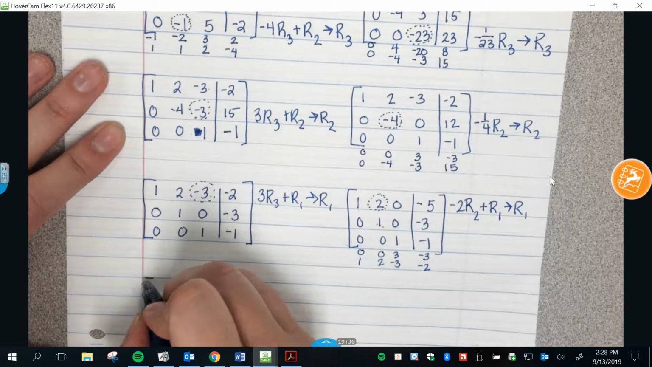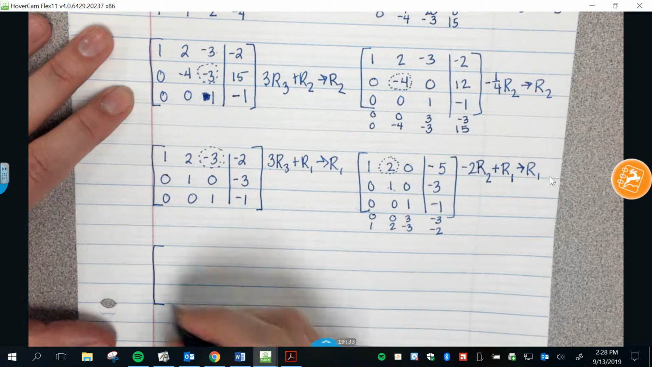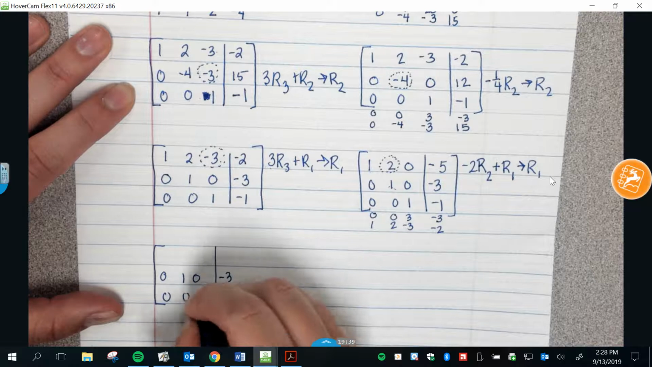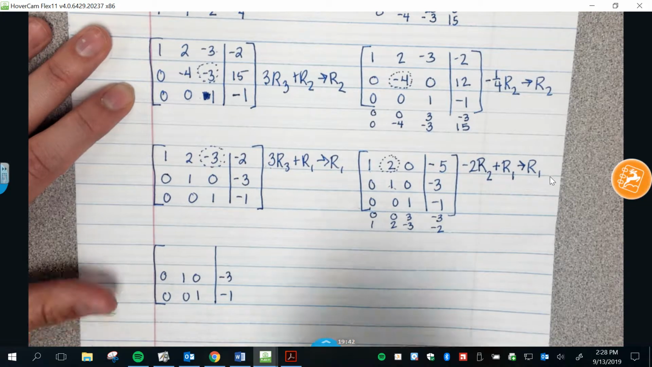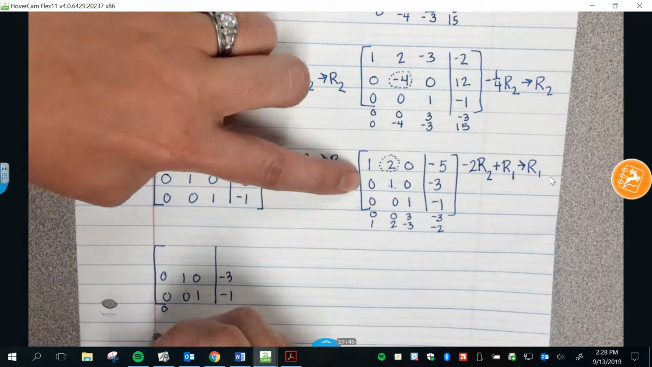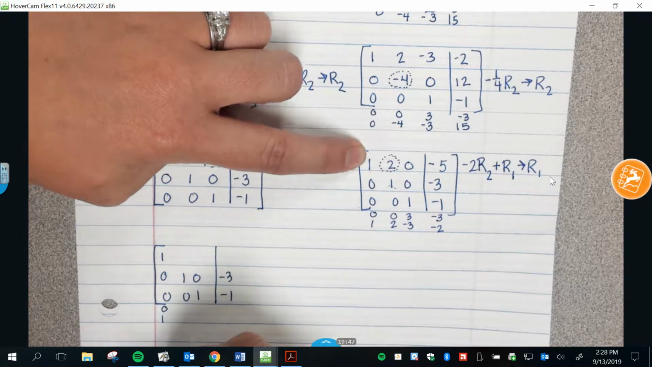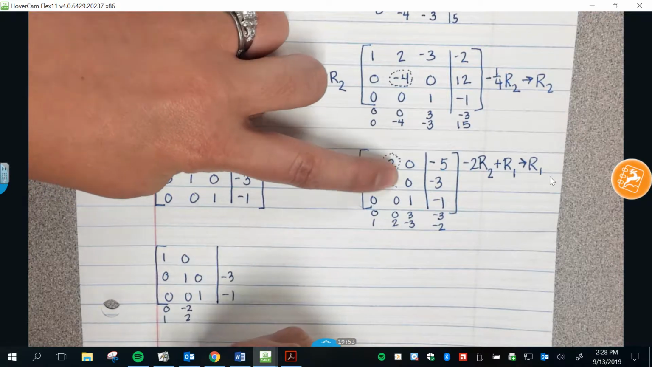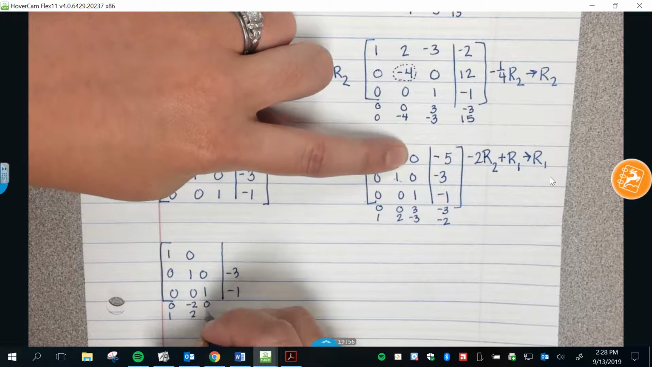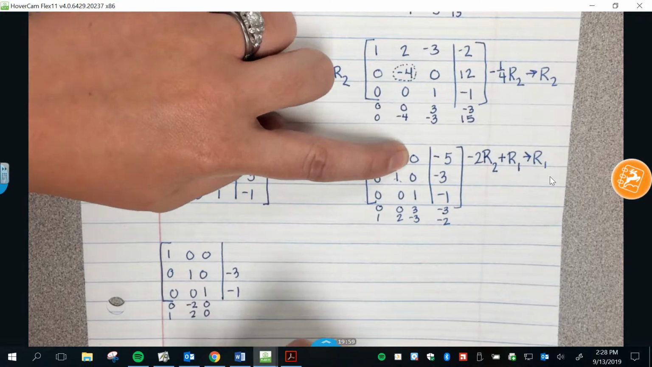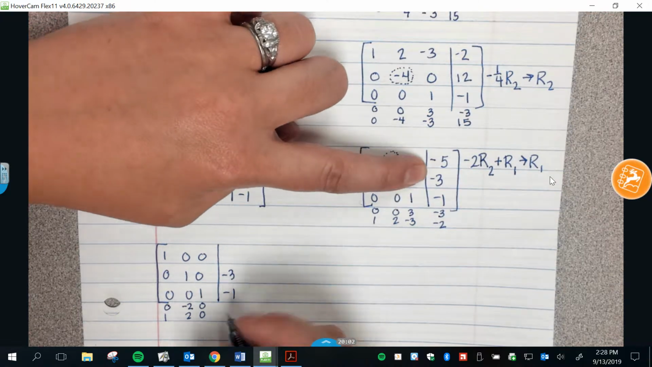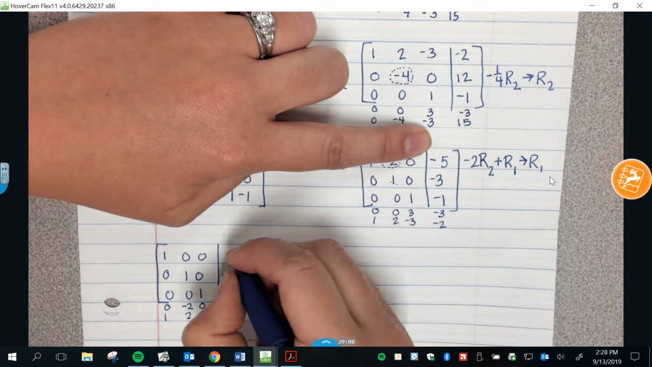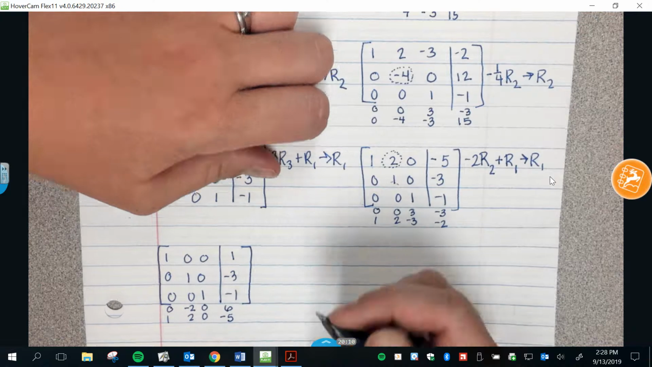Yay! Okay, so we go down here. All right, so I am not changing rows 2 or 3. They are solid. They are good. Negative 2 times row 2 is 0, plus row 1 is 1. Negative 2 times 1 is negative 2, plus 2 makes 0. Negative 2 times 0 plus 0 makes 0. Here we go. Negative 2 times negative 3 is 6, plus row 1, which is negative 5, makes 1. Boom. We have reached our goal.